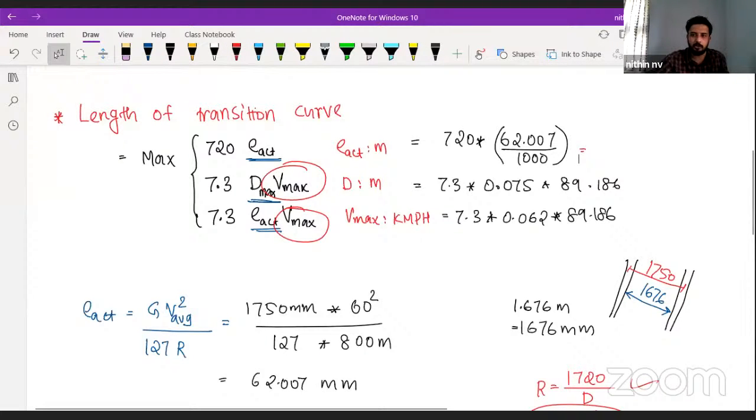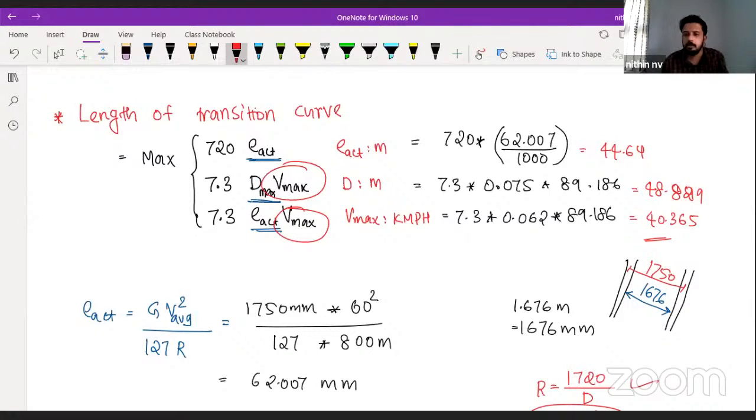So the first one you are going to get is 44.64. Second one you got is 48.84829. 40.36. No need to calculate this third one, because if you are comparing the second and third equation, this is the only change. Obviously this is a higher value, no? So no need to calculate the third one and waste your time. So finally, how much are you getting as maximum?